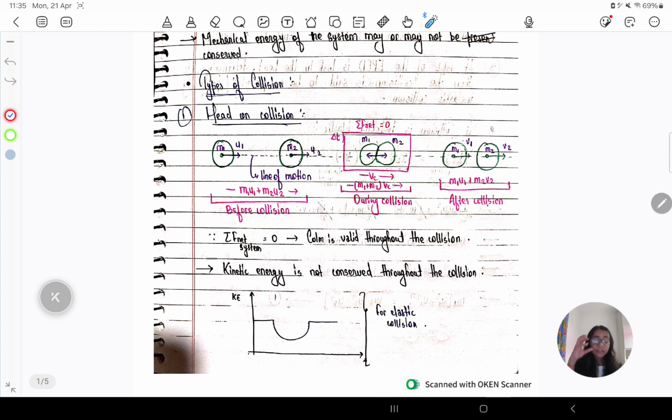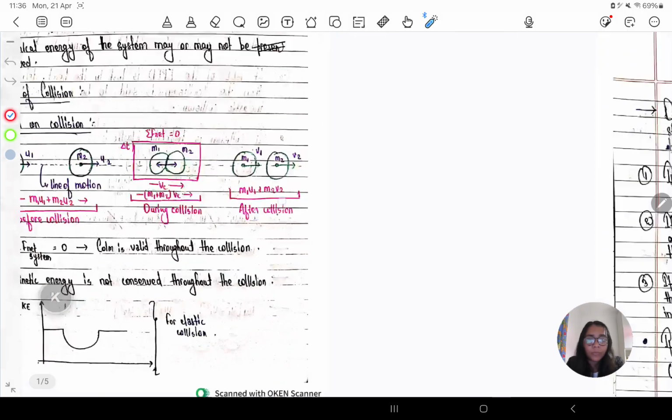What happens is that their kinetic energy is converted into energy for deformation during collision, okay? So during collision, the kinetic energy is converted into the energy of deformation. Hence kinetic energy is not conserved throughout the collision. Kinetic energy could be the same initially and finally depending on the type of collision, but it is not conserved throughout the collision. During the collision, some of the kinetic energy is lost in the form of what? In the form of energy of deformation, okay? I hope that is very clear.